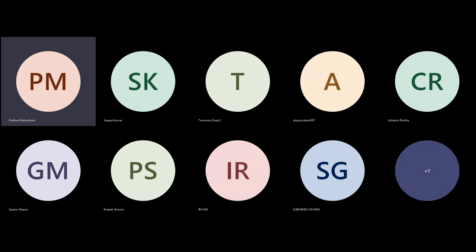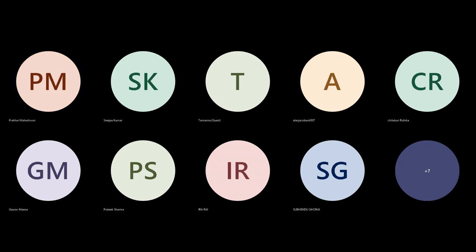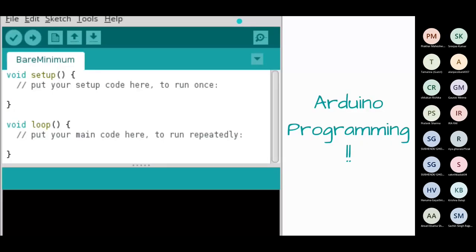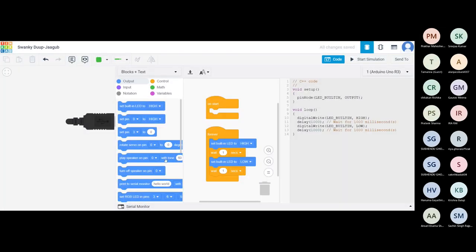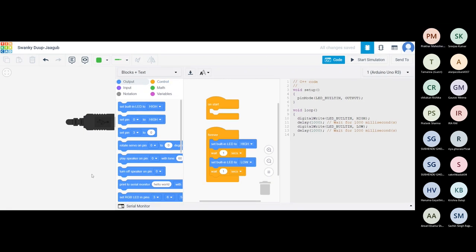Could you show the screen once again? I want to explain certain things. If you see in the void setup, we have put the mode of the pin. And in the void loop, we have put the code that we want to run again and again. There is this digitalWrite LED we have defined, and then we are calling it high. We wait for 1 second, then make it low, wait for 1 second, and then again make it high. That's how it goes in the loop.